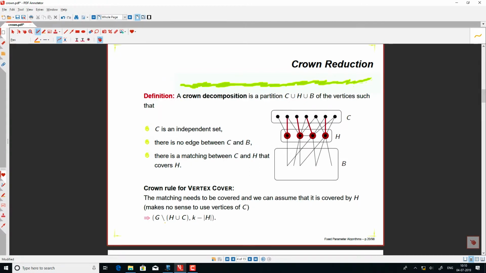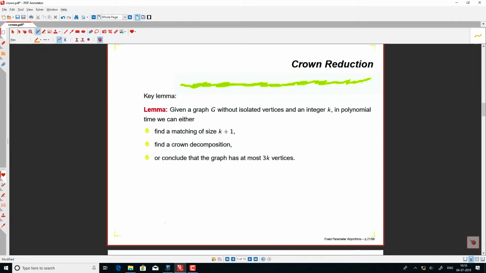Now, when will a crown exist, and if the crown doesn't exist, how big is the graph you will have? That's what is left to do. So here is again a nice, interesting, purely graph theoretic lemma. I'll let you read and understand it. What it says is, if you have a graph without isolated vertices and an integer k, in polynomial time, you can find all this, but the polynomial time is essentially a black box, we will assume. We can either find a matching of size k plus 1, or we will find a crown, or we will conclude that the graph has at most 3k vertices.